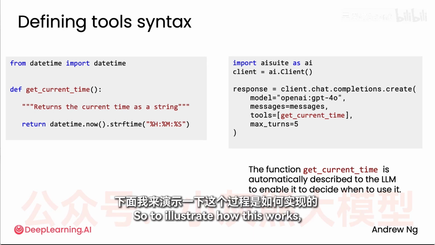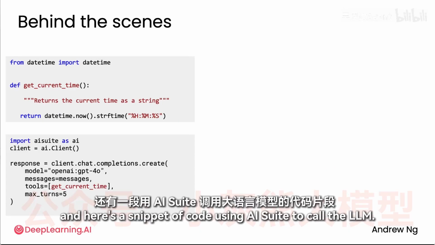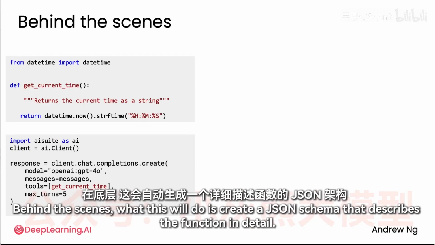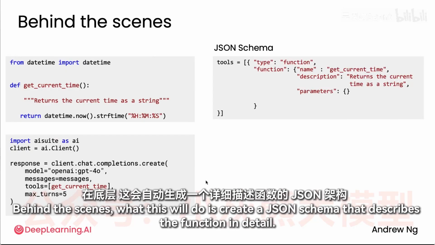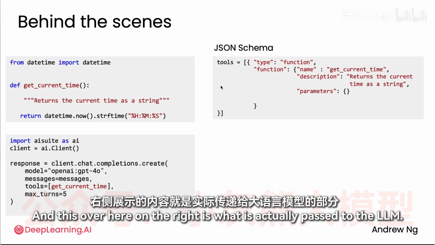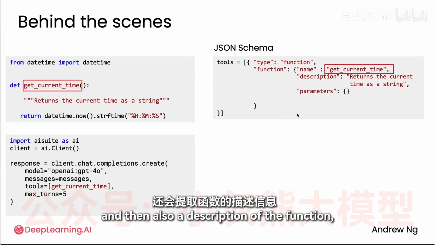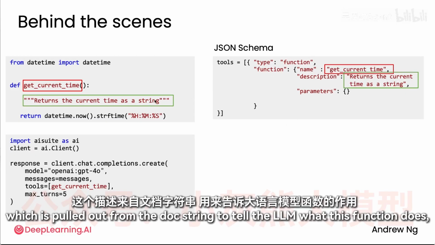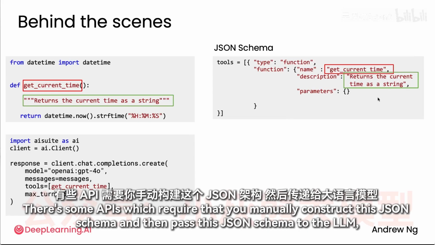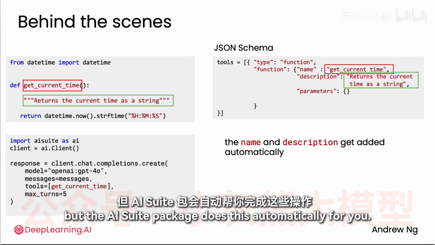So to illustrate how this works, here's the function again, and here's a snippet of code using AI Suite to call the LLM. Behind the scenes, what this will do is create a JSON schema that describes the function in detail. And this over here on the right is what is actually passed to the LLM. Specifically, it will pull the name of the function, which is get current time, and then also a description of the function, which is pulled out from the docstring to tell the LLM what this function does, which lets it decide when to call it. There are some APIs which require that you manually construct this JSON schema and then pass it to the LLM, but the AI Suite package does this automatically for you.